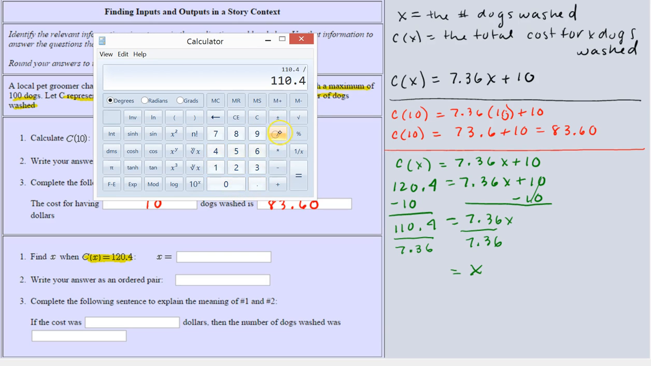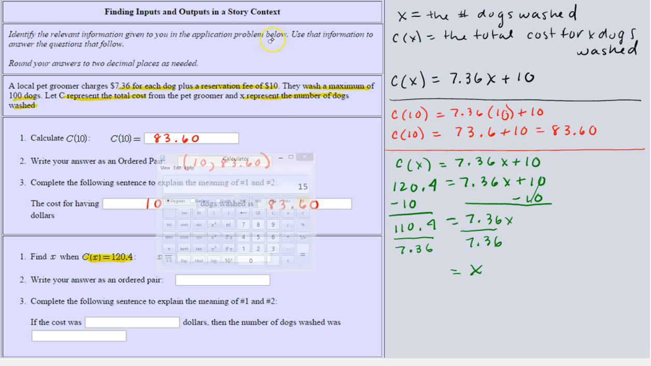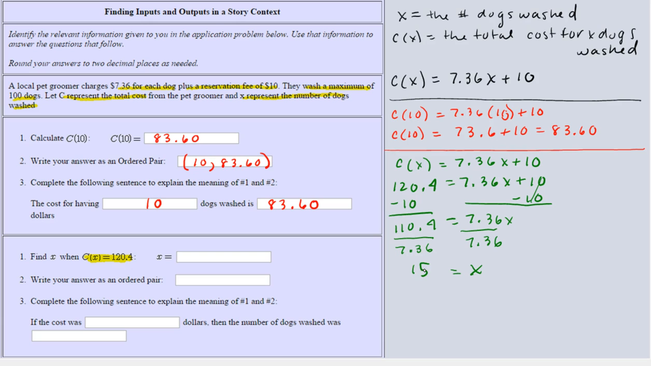110.4 divided by 7.36 per dog gives us 15 dogs. So x equals 15. Now we're asked to write our answer as an ordered pair. So we use parentheses. The input comes first, which is what we just found, the 15, comma, then the output, which is 120.4.